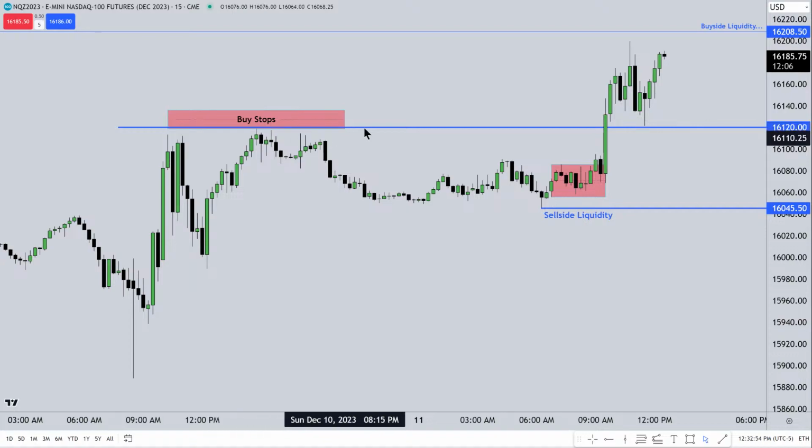Because you can clearly see at this level here, 16,120 has buy side or buy stops resting above it because it's smooth. You don't need a depth of market. You don't need level 2 data. You don't need a market map or book map or anything else out there to do this. It's all on one chart, one time frame. It's the 15-minute time frame.